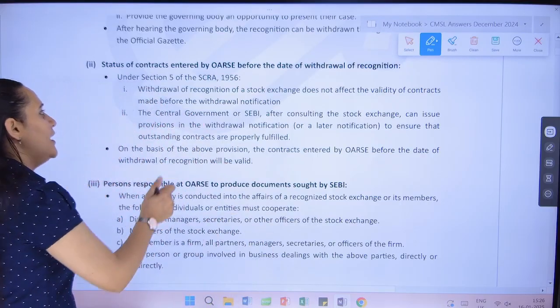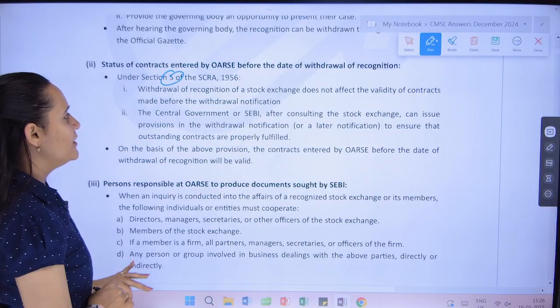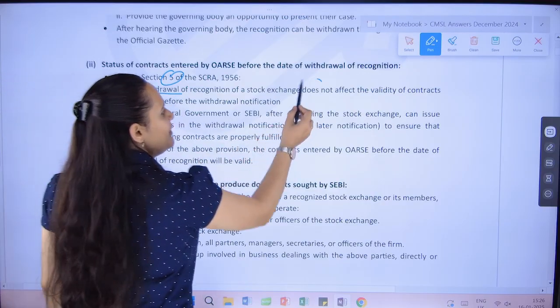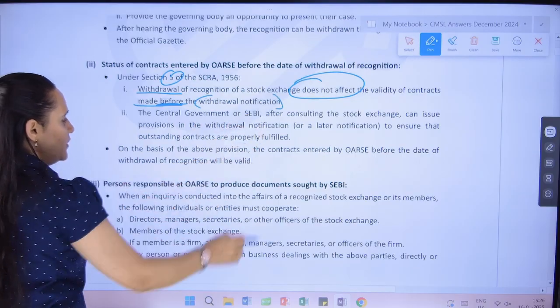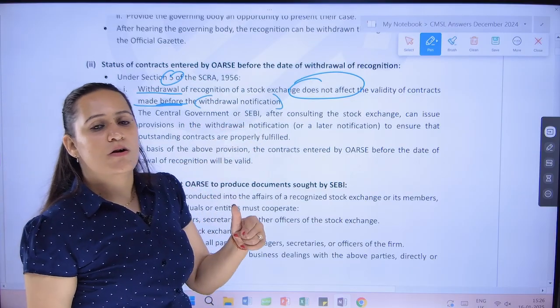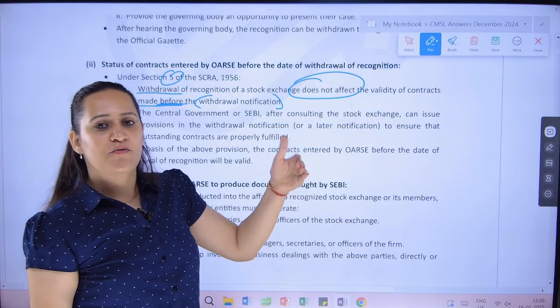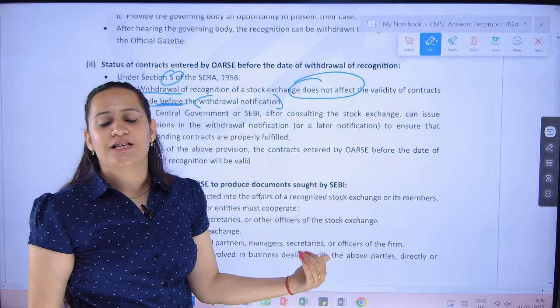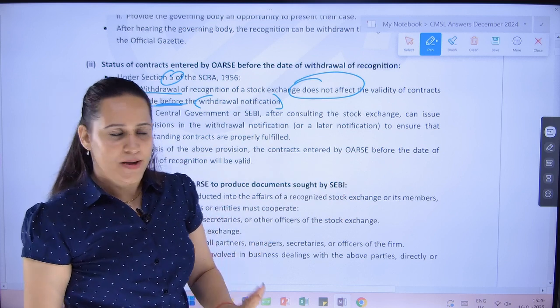That is provided again under Section 5 of the Act itself, where it is clearly provided that the withdrawal of the recognition will not affect the validity of the contracts which are made before the withdrawal notification. If you are executing a contract after the withdrawal notification, that is not going to be valid, because you know that from a particular date your recognition has been withdrawn. Whatever has been prior, only that is going to be valid.